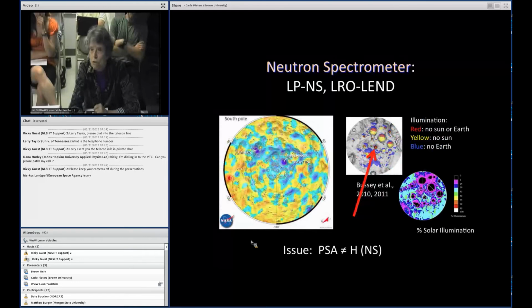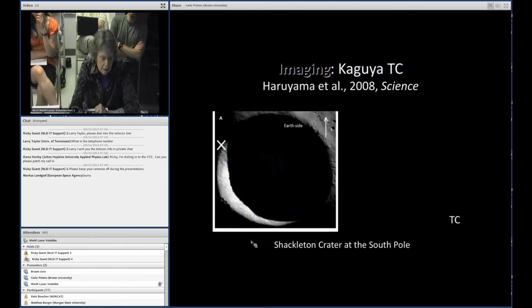Okay, well, let's look a little more closely at Shackleton, the small crater that's almost right at the South Pole, which is a beautifully permanently shadowed area in all of the illumination analyses. And here's a really lovely experiment that was one of the early experiments that came out of the Kaguya mission. Here we have Shackleton, and the X marks where the South Pole is, so it's really right on the South Pole, and the arrow points the direction towards the Earth.